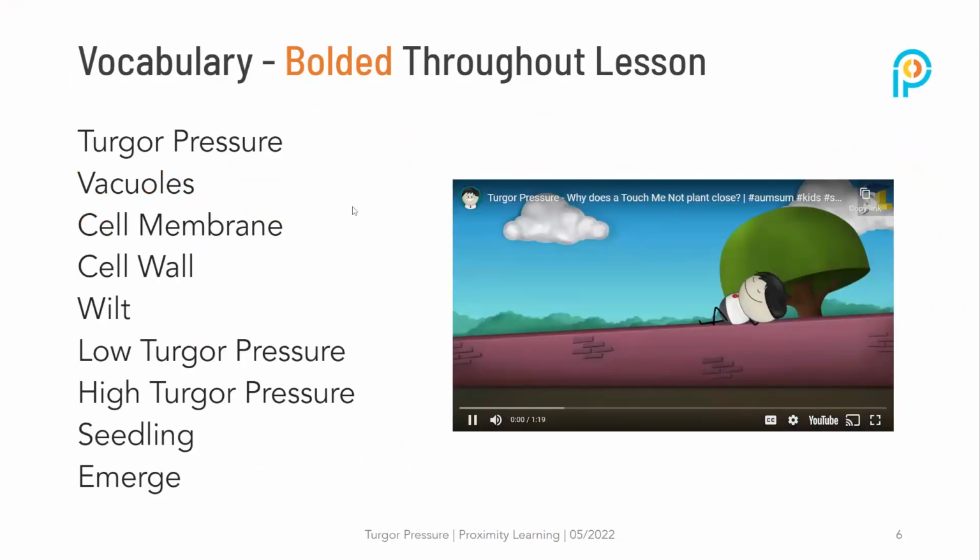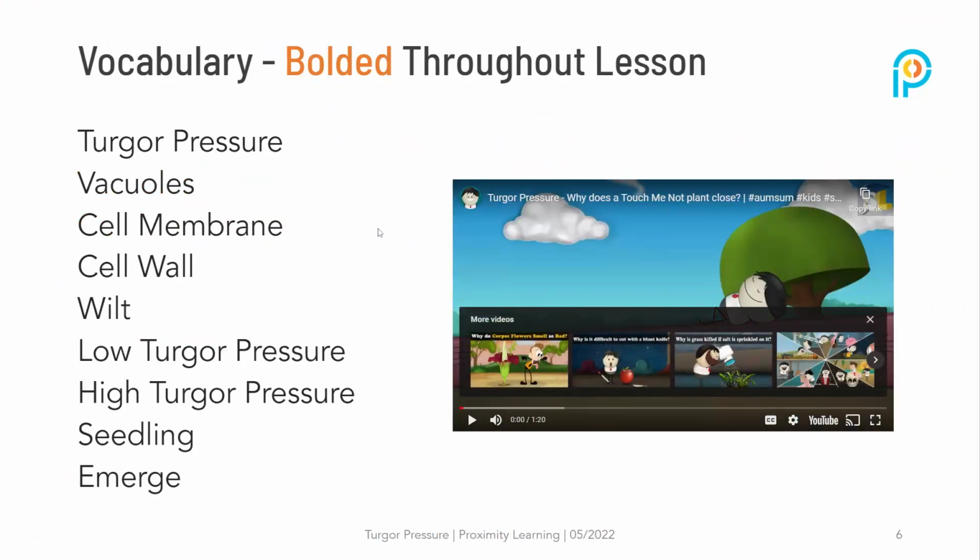There's our standard. And our vocabulary: turgor pressure, vacuoles, cell membrane, cell wall, wilt, low turgor pressure, high turgor pressure, seedling, and emerge. And we're going to start out with a video.